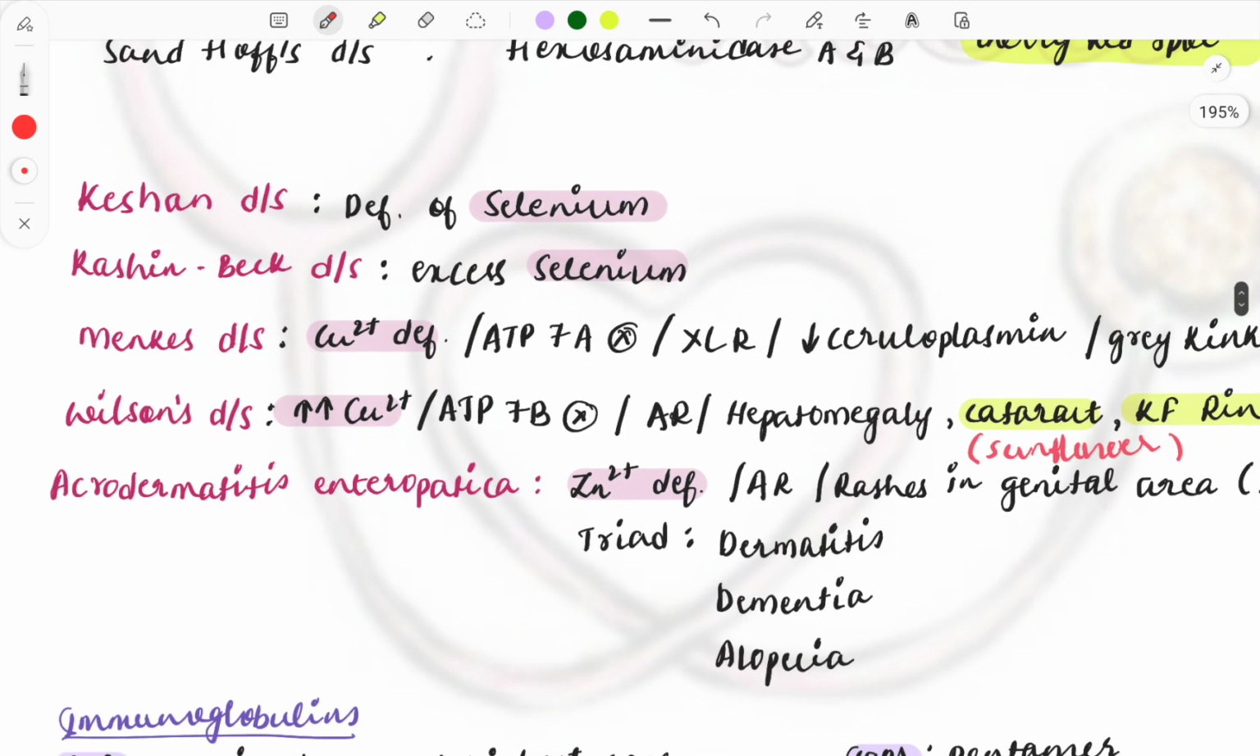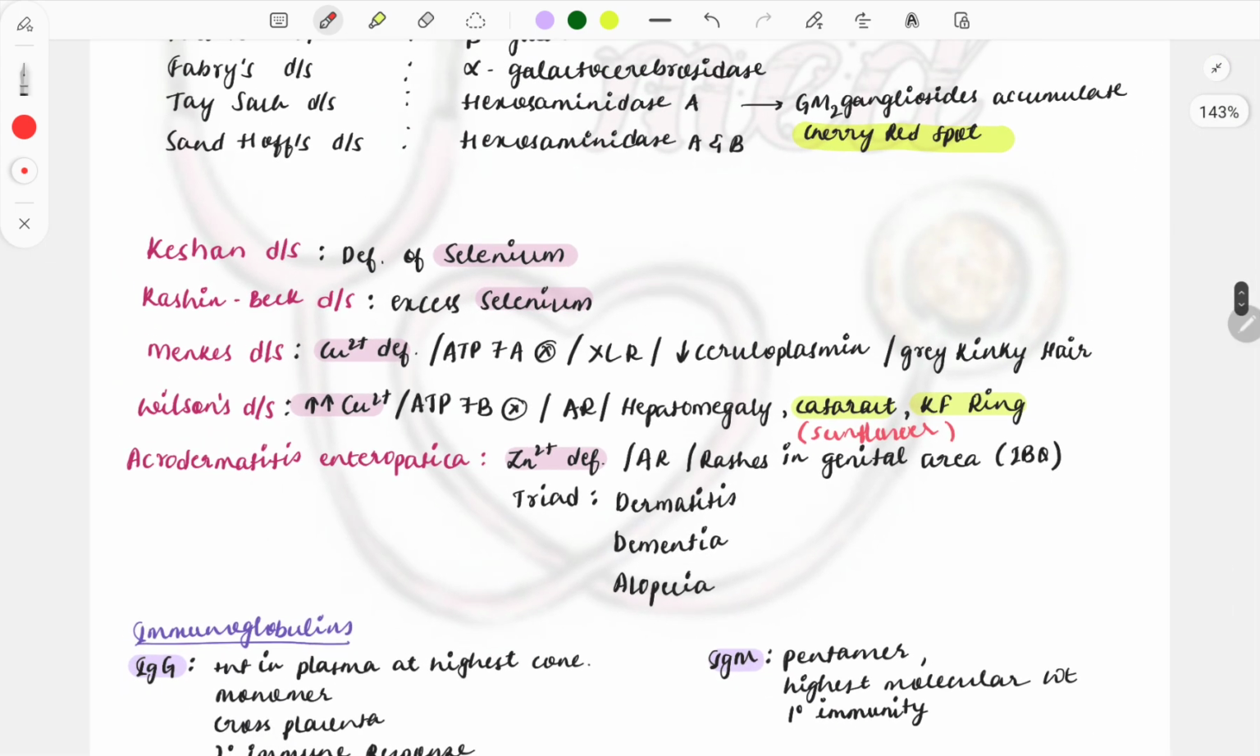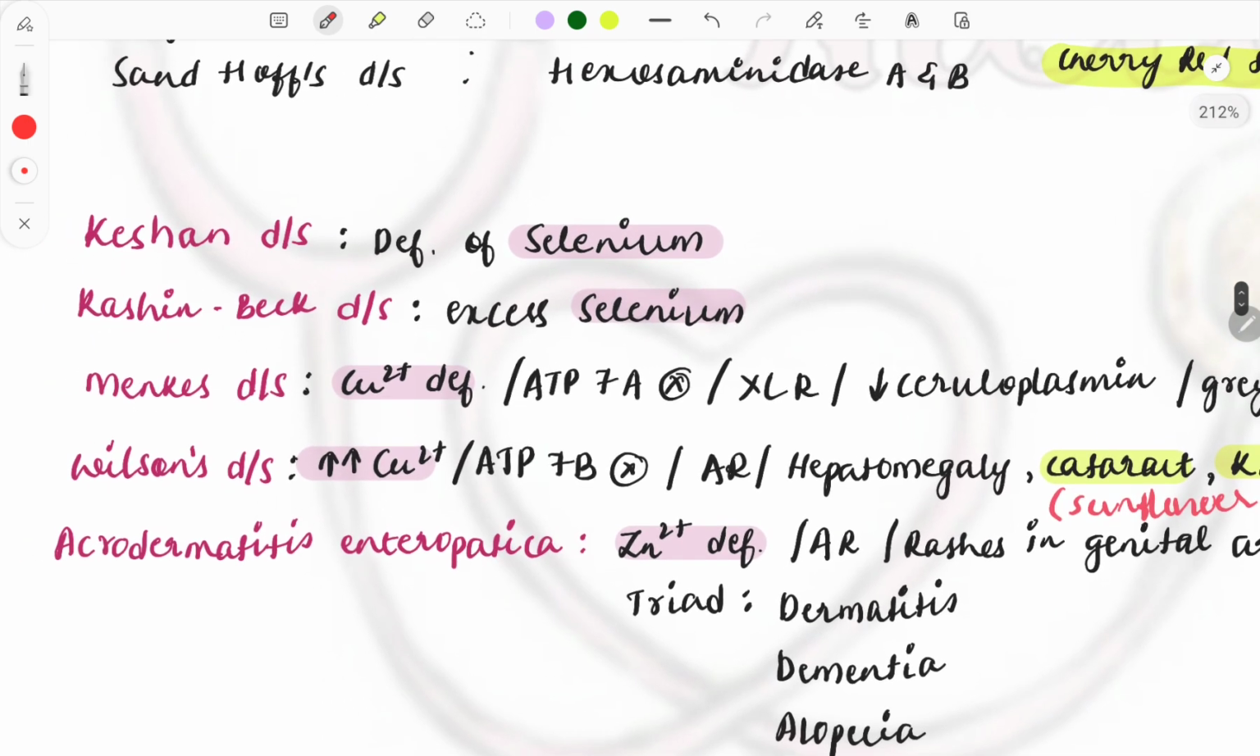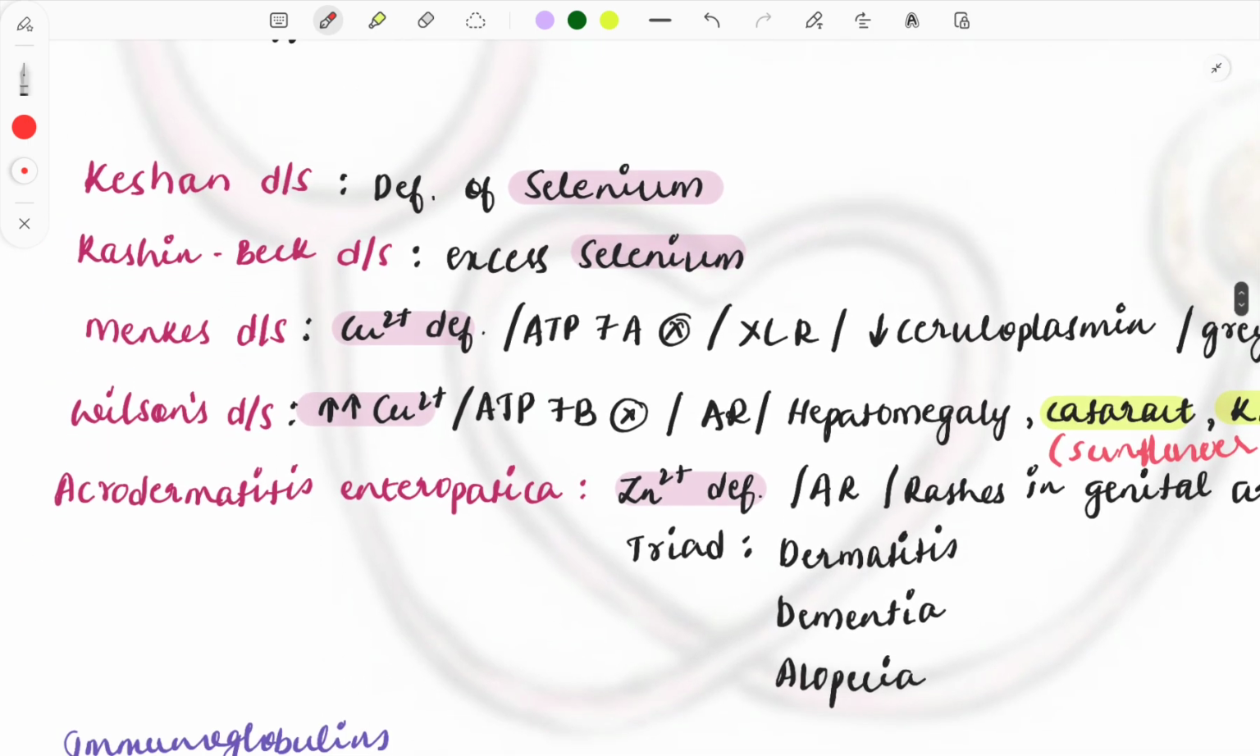So these are the diseases related to mineral deficiency or excess of minerals. Repeatedly questions have been asked, and you can definitely expect one or two questions from this list. मतलब इतने से ही part में you can definitely expect 2 or 3 questions in the exam. So Keshan disease is due to deficiency of selenium, and Kashin-Beck disease, excess of selenium. Menkes and Wilson's disease, repeat topic, favorite question of the examiners, and acrodermatitis enteropathica also.